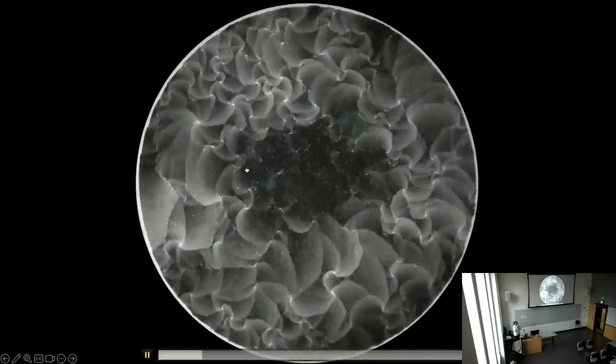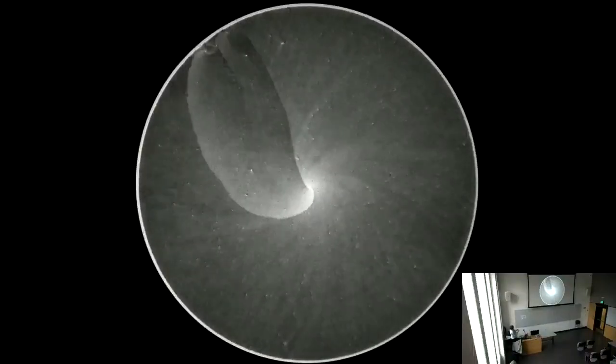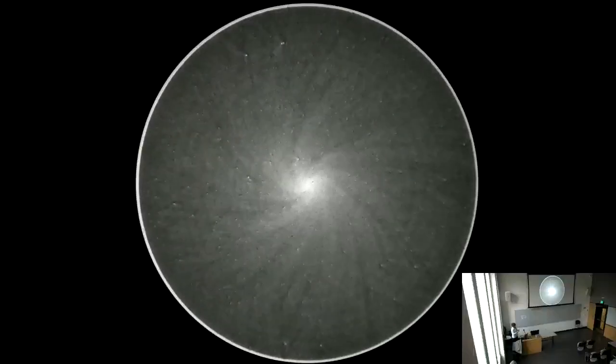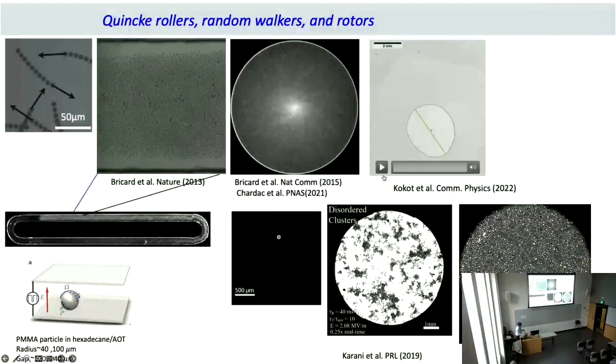If you put them in circular confinement, instead of parallel confinement, they form these funny waves and eventually settle into a vortex. And this is stuff coming from our group, which I'm going to talk about today.